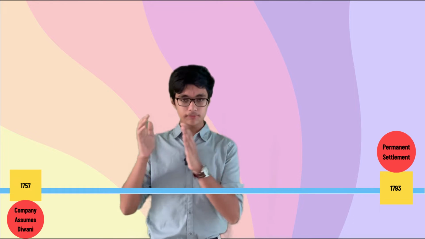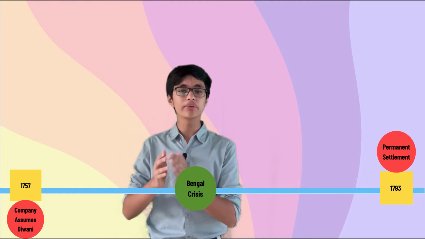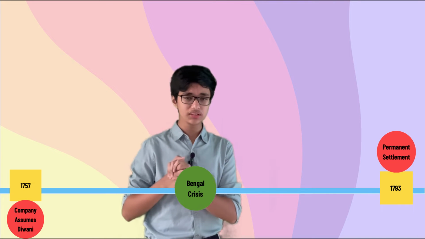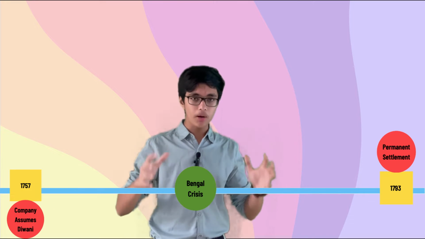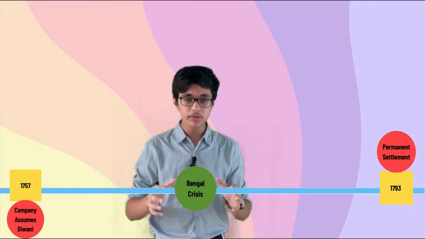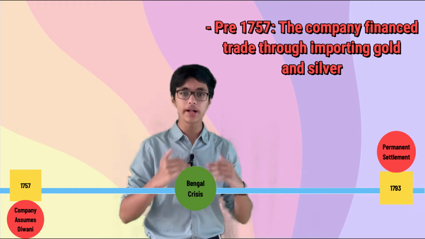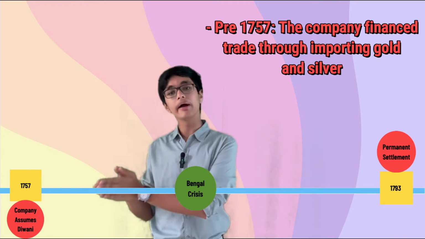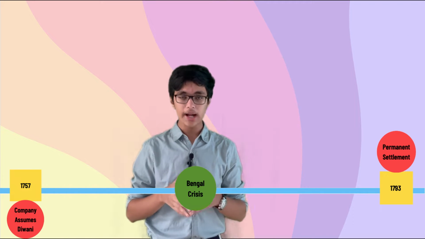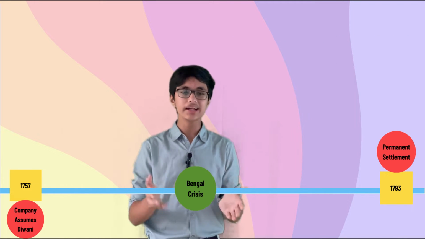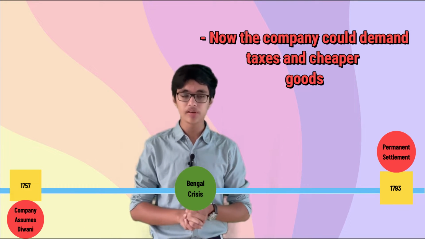Now, the first major event that we have to talk about is the Bengal Crisis. Let's talk about the events leading up to this first. What we have to understand is that the East India Company, before this power, always used to import different sort of minerals from the United Kingdom. They used to bring in gold and silver, using which they would buy goods in India. But now they had complete control over the region, and all they had to do was ask for money and ask for products at lower prices. That's all they had to do to earn profits from trade.